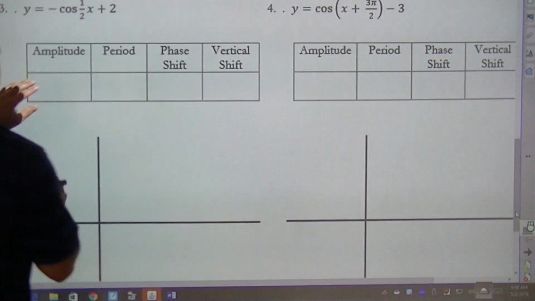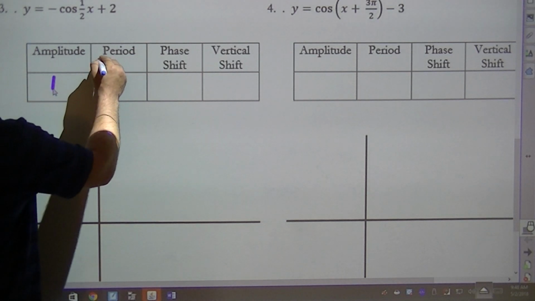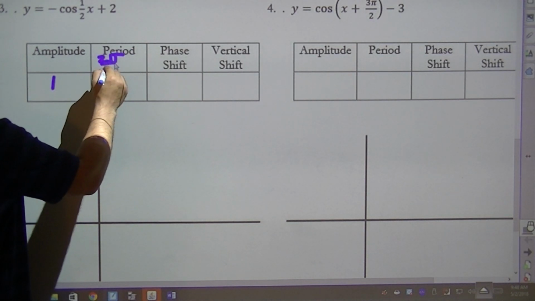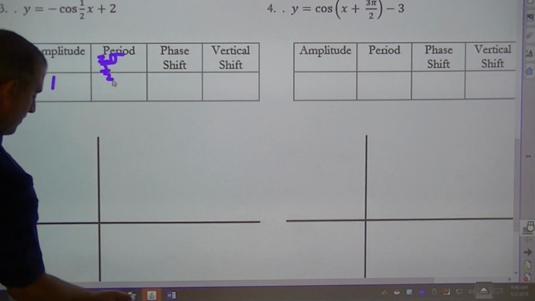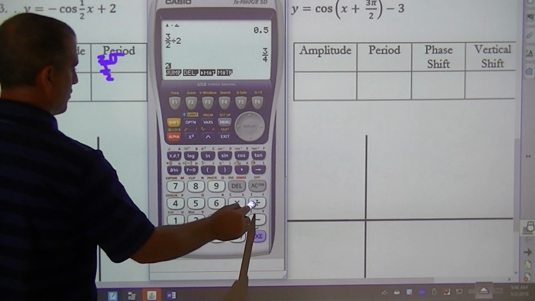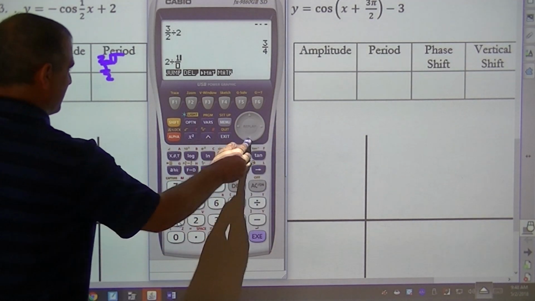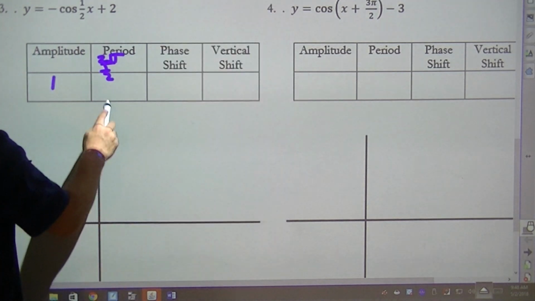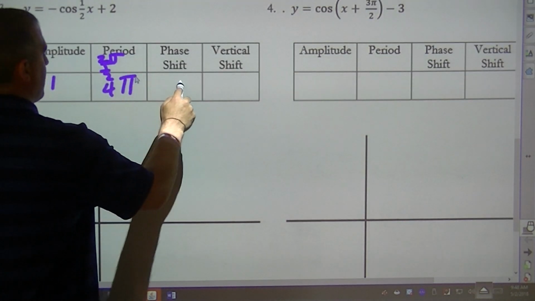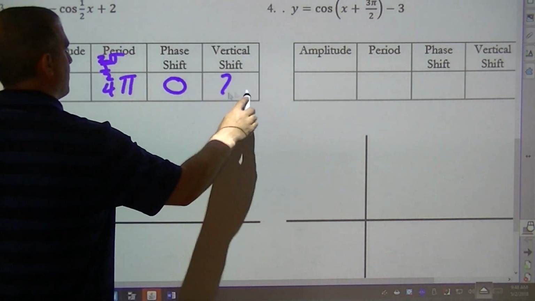So my amplitude would be 1 here. I would do 2 pi divided by a half, because you divide by the number that's in front of x. That will be 4 pi. There will be no phase shift. The vertical shift here will be 2.